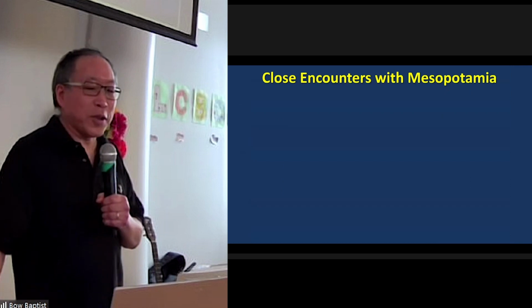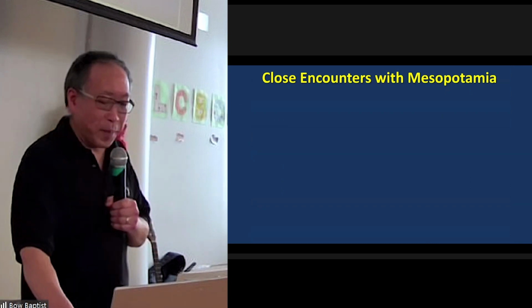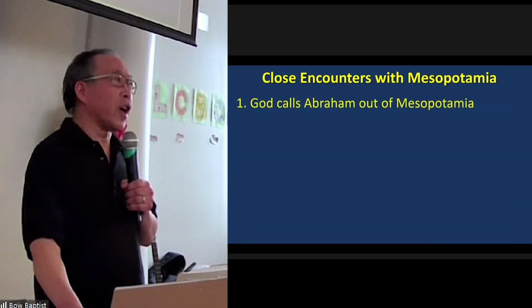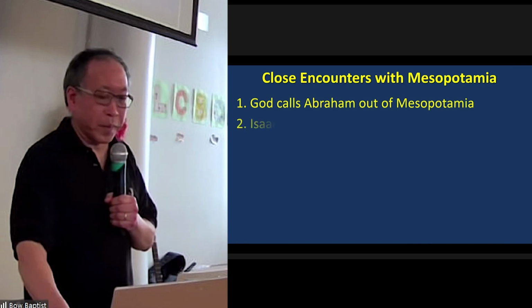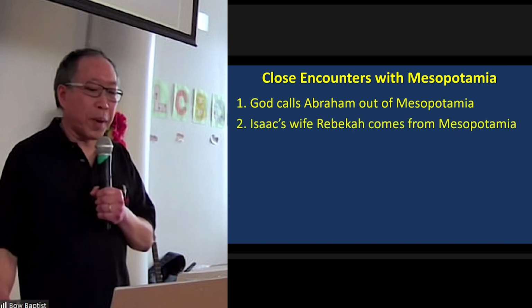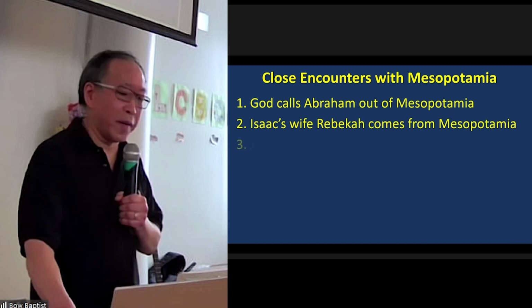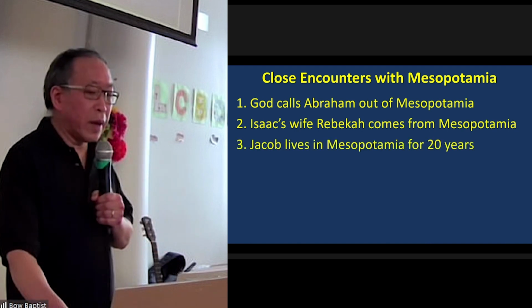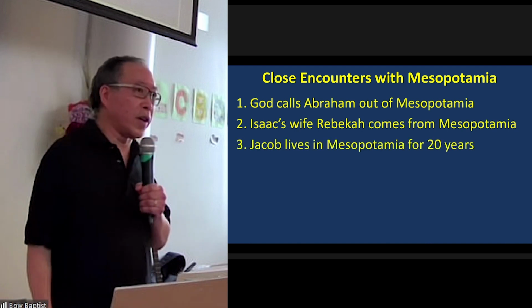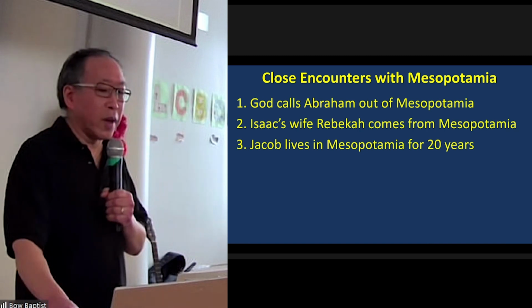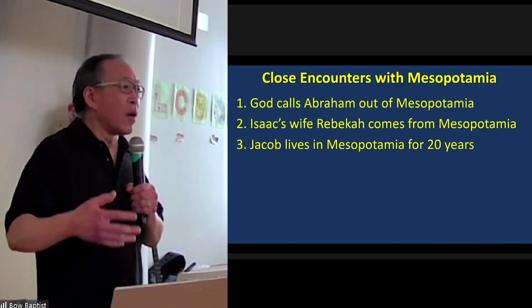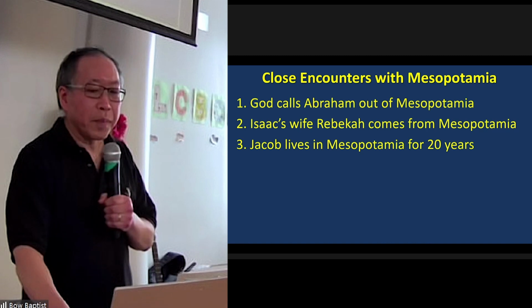So let's look at some close encounters with Mesopotamia. First, God calls Abraham out of Mesopotamia. Second, Isaac's wife Rebekah comes from Mesopotamia. And third, Jacob lives in Mesopotamia for 20 years. So Mesopotamia is an important part of the Bible, even though we don't really talk much about it.